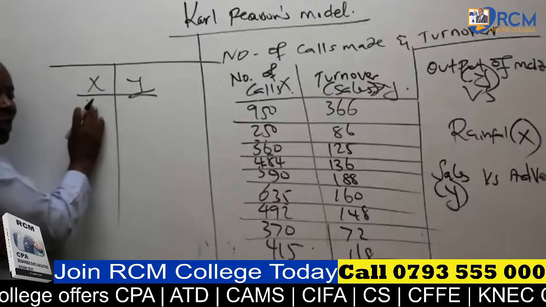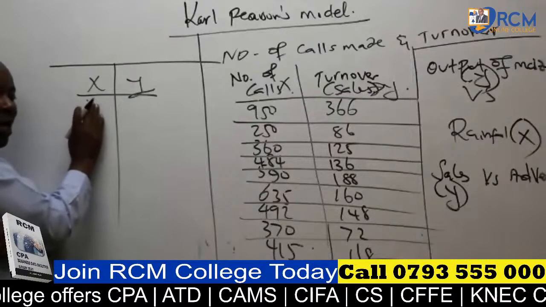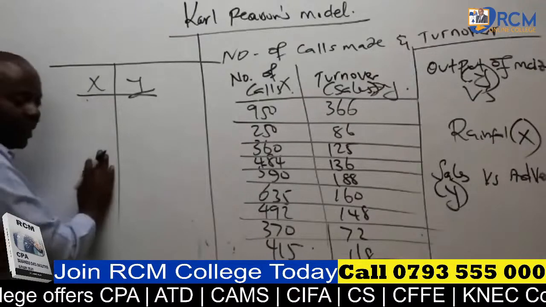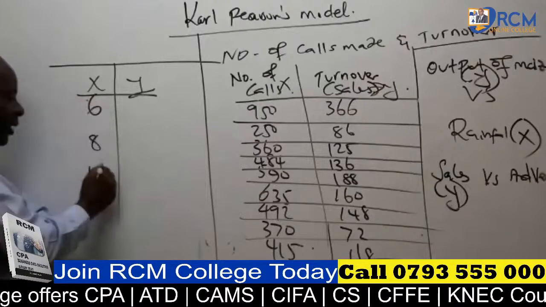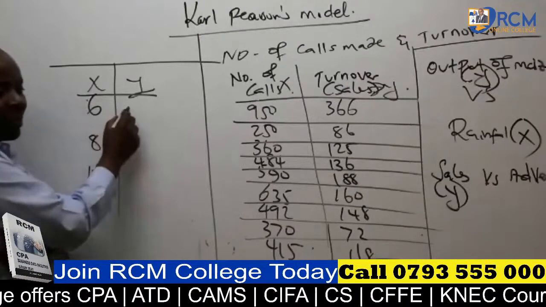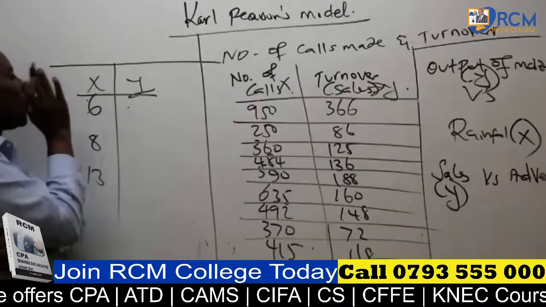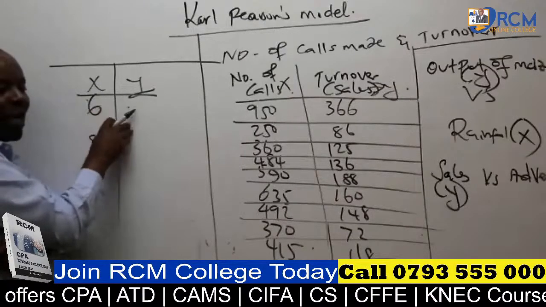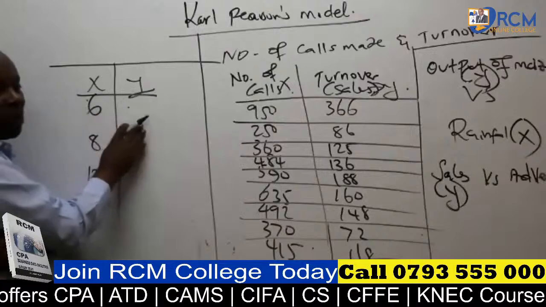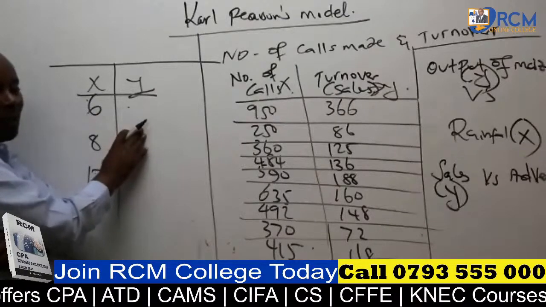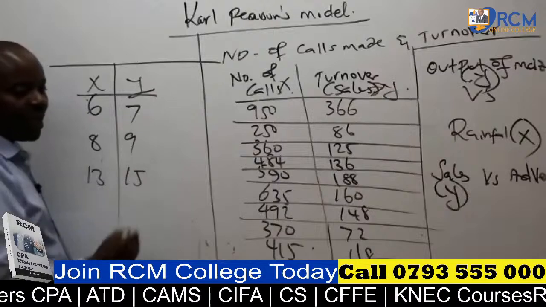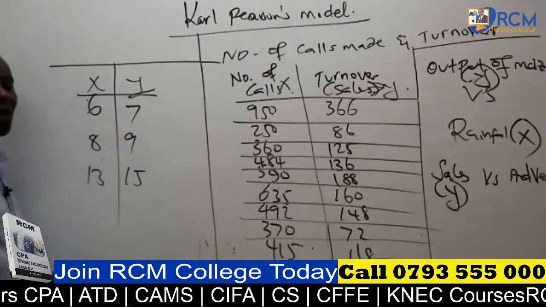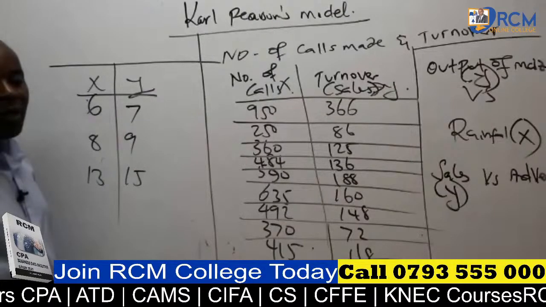No, I don't want the summations. I want the individuals. I want the individual items. Was it 6, 8 something? 6, 8, 13. How about the Y parameters, the Y metrics? So it is 7, 9, 15. The gentlemen will take exactly 5 minutes break.